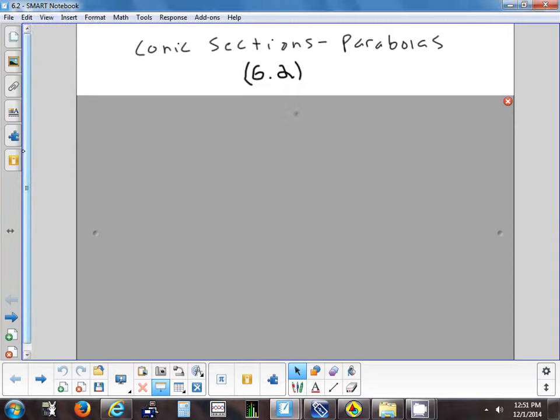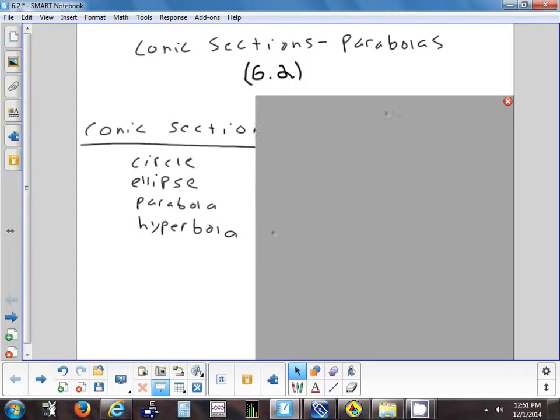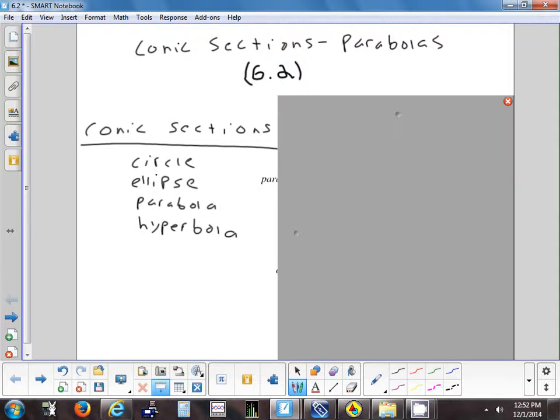Okay, so this week we're going to take a look at conic sections. There are 4 different conic sections. We're only going to be studying 3. There's the circle, the ellipse, the parabola, and the hyperbola. We've done a lot with circles, earlier in the year and in other areas. So we're going to focus on the ellipse, parabola, and hyperbola.